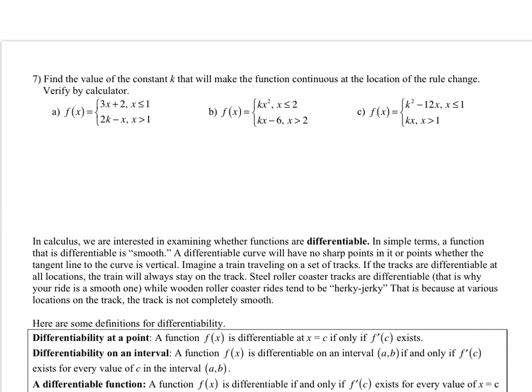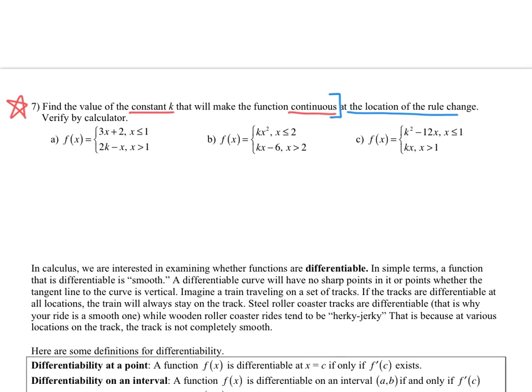In this next question, this is a very, very popular question that I've seen come up quite a bit. It says, find the value of the constant k that will make the function continuous. And usually they'll just say that, but you need to know that we really care about the location of the rule change, because when the rule changes, that's when we could have discontinuity. So every time you're asked to find the value of the constant k that will make the function continuous, we're looking specifically at where the rule changes.